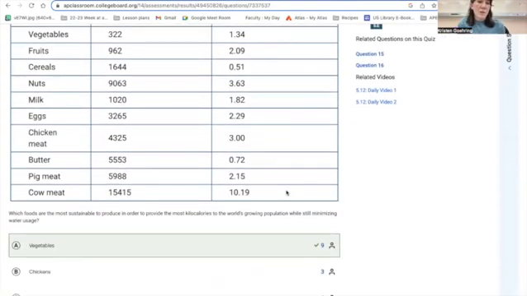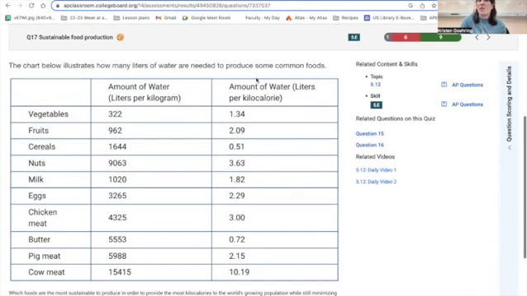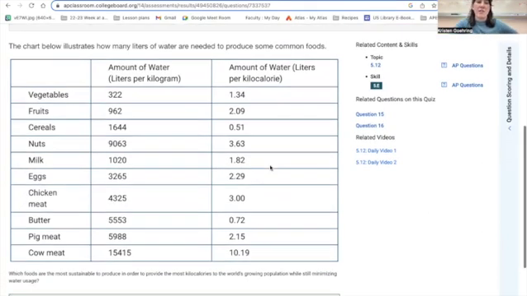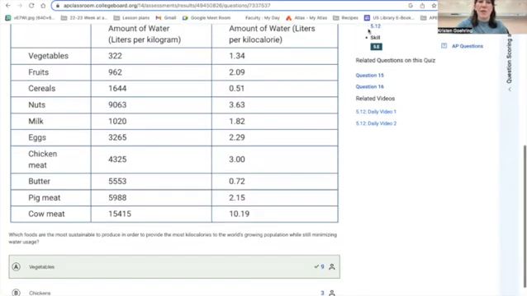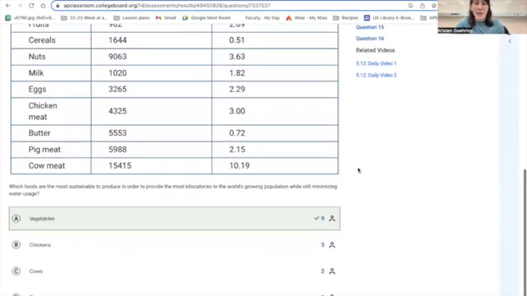So we're wanting to know which are the most sustainable to produce in order to provide the most kilocalories to the population while minimizing water usage. So if we're looking for the amount of water to produce a kilocalorie of food, we want a low number. We want to use very little water to produce that 1 kilocalorie. So if we see a high number, that means that we needed more water to get that same amount of energy content. So looking at our options, vegetables require 1.34 liters of water for a kilocalorie.